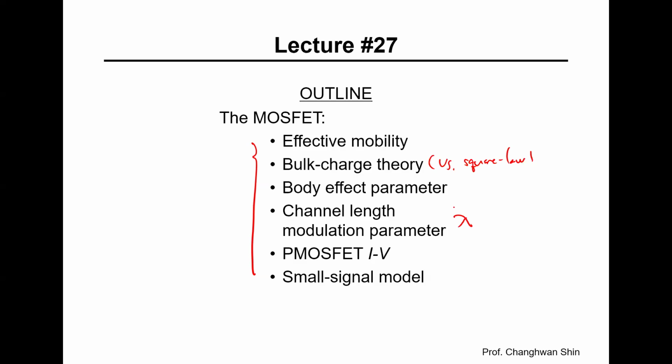We're gonna adopt a new parameter denoted as lambda. And after wrapping up all the stuff for the N-channel MOSFET, then we are going to study how to understand the current voltage characteristic of PMOSFET. Afterwards, we're gonna wrap up this lecture note with some study on small signal model for the MOSFET.